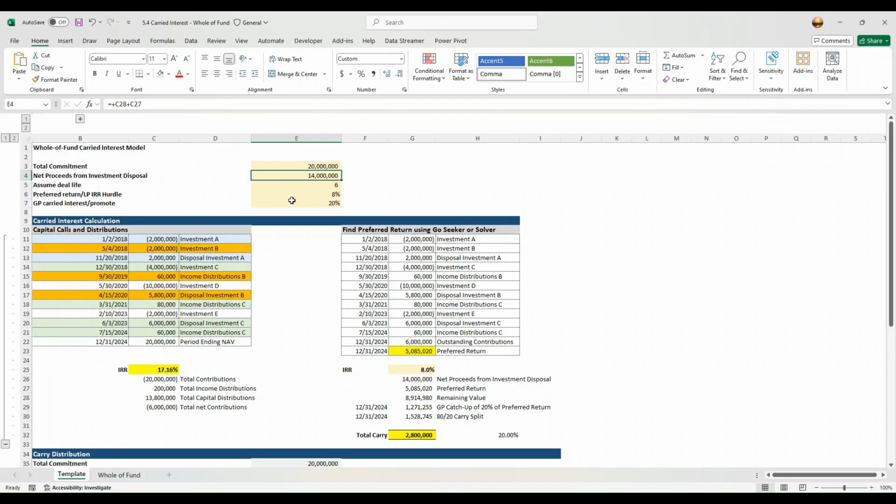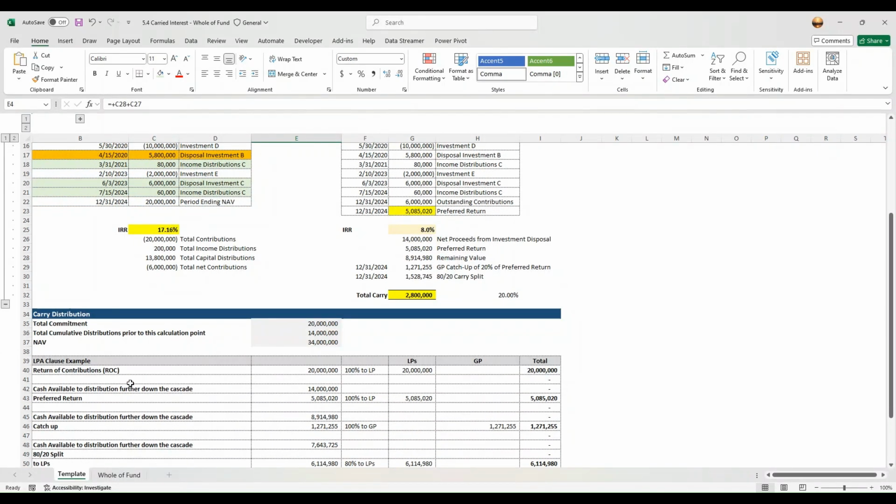But when I set up this model, I use the net proceeds. So that's why we do have the return of capital in the first step. That is one thing I realized I may want to emphasize just in case it confuses you.